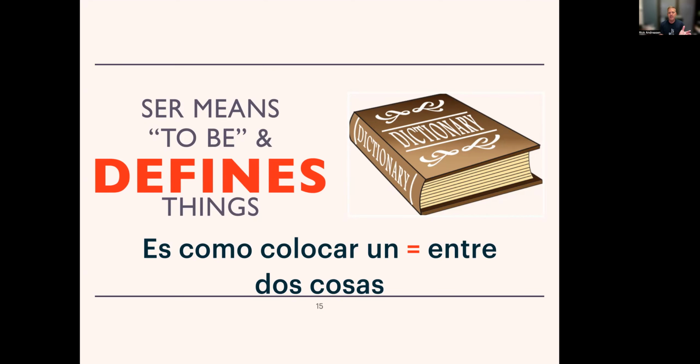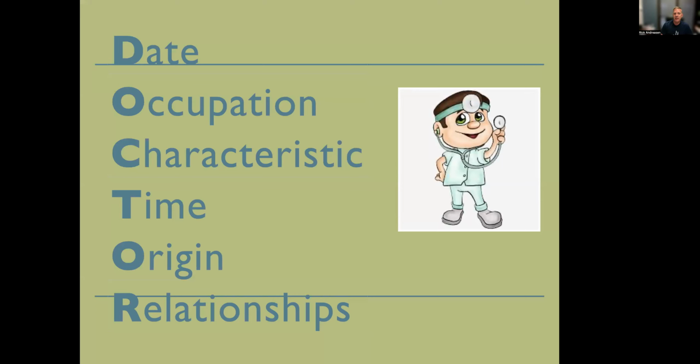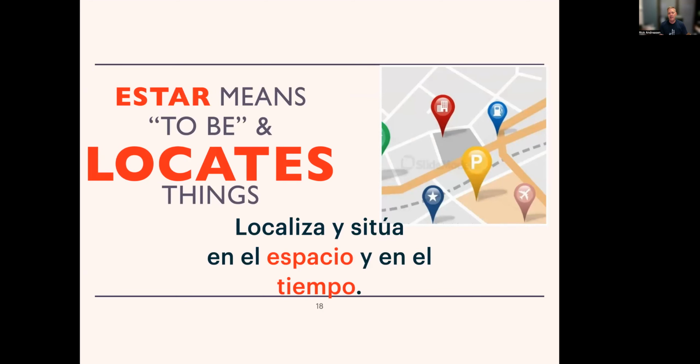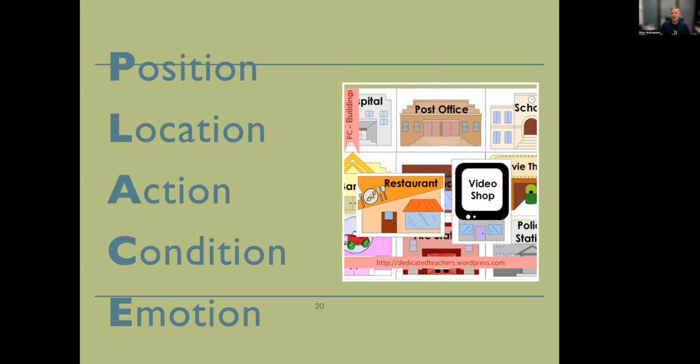Ser means to define things. It's like saying something is something else. And then a mnemonic for the use of ser is doctor: date, occupation, characteristic, time, origin, and relationships. So like Juan is my brother. That's a relationship issue. And then for estar, it means to be, and it locates things in space and time. And the acronym for estar is place, position, location, action, condition, and emotion.